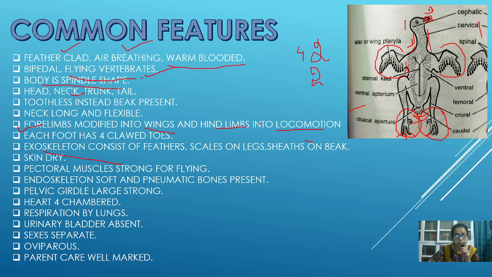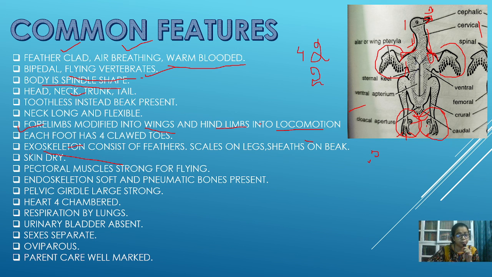So what are pectoral muscles? These are the shoulder muscles present near the wings, which help them for flying. So for flying, this muscle should be strong. Next, the endoskeleton, that is the bone, is usually soft and pneumatic bones are present. In the normal case, the bones are filled with bone marrow, which makes the bones really heavy. But what is the exception in a bird's bone? They are pneumatic or hollow, that is, filled with air. The bones are filled with air so that it makes them light, so that they can fly.